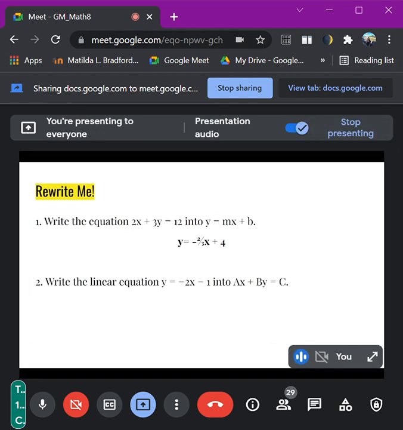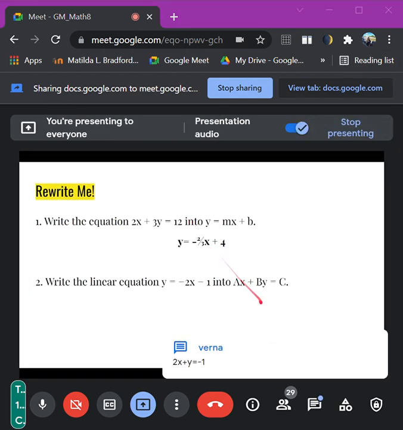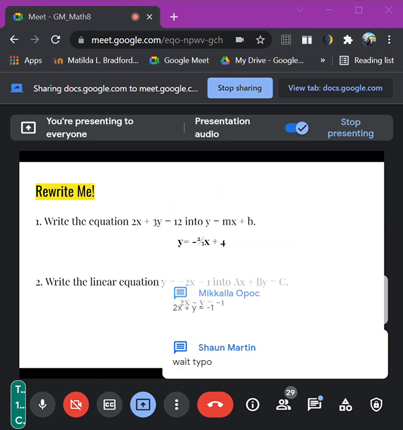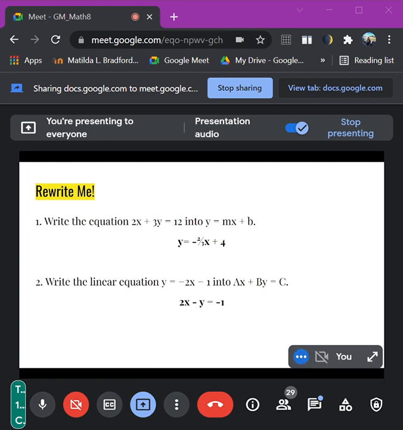Okay, so for our answer here, we have 2x minus y is equals to -1. But actually, this is wrong, since our answer here is, actually correct, just joking. So you have there y is equals to -2x minus 1.